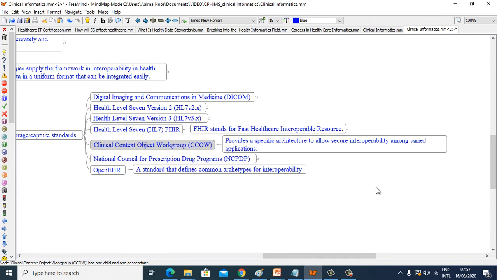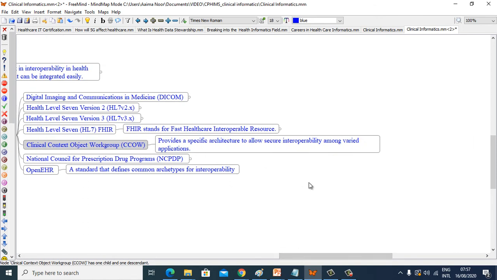Clinical Context Object Workgroup, CCOW. CCOW provides a specific architecture to allow secure interoperability among varied applications.